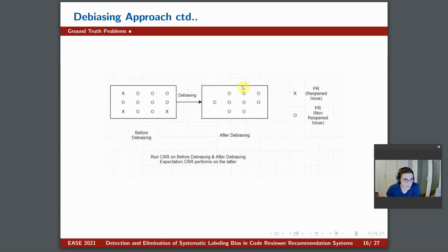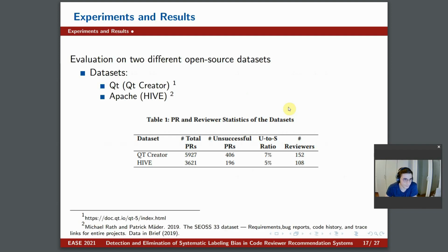And here is a visualization of our approach. These circles represent PRs associated with non-reopened issues, and these crosses represent pull requests with associated reopened issues. Before debiasing, PR datasets include all PRs, with associated reopened and also non-reopened issues. After we apply our debiasing to the datasets, we only have PRs associated with non-reopened issues.